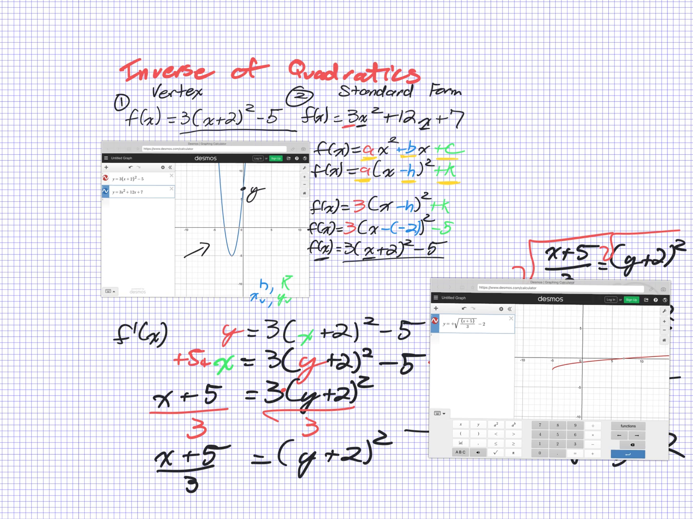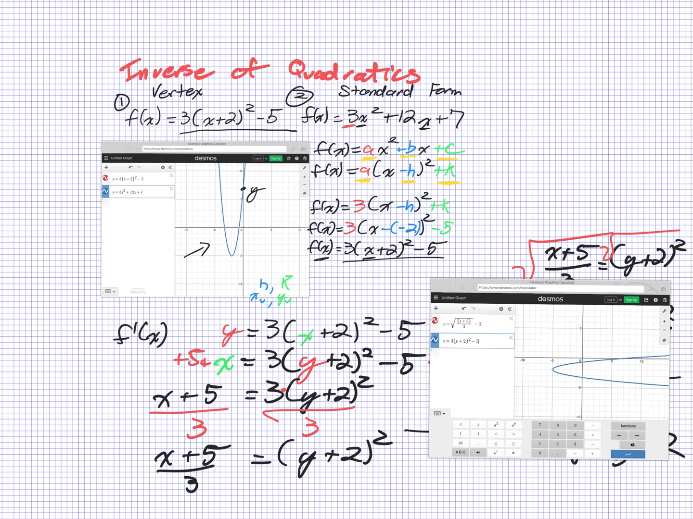If I write the original function, I'm going to try this. X is equal to, when we first inverted it, how did we write it? We wrote it as x equal to 3 times y plus 2, to the power of 2, minus 5, I believe. There we go. And you can see the entire function in there.